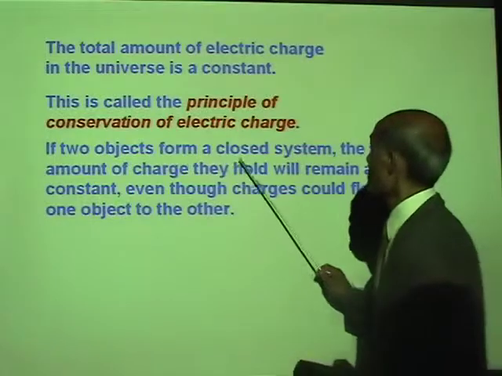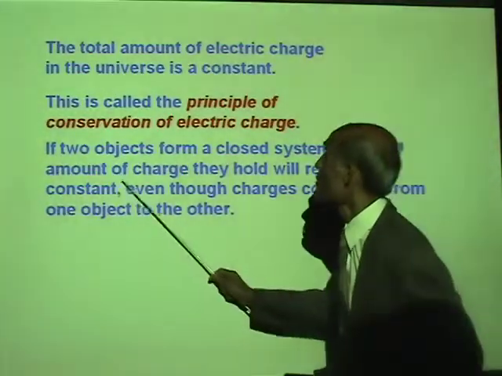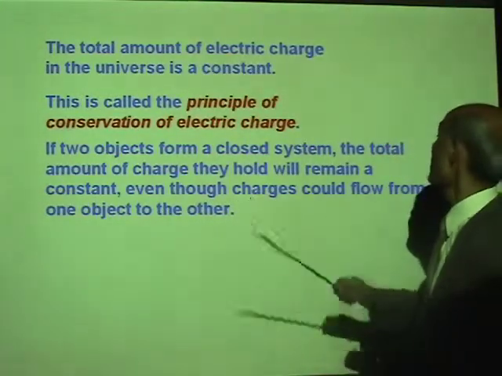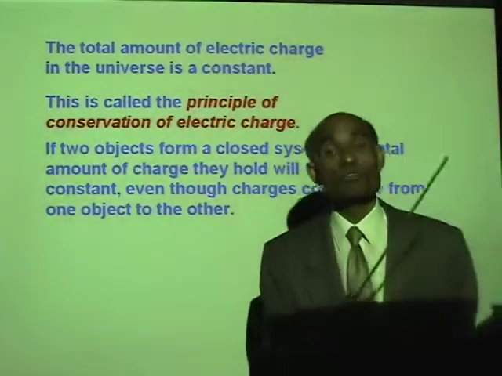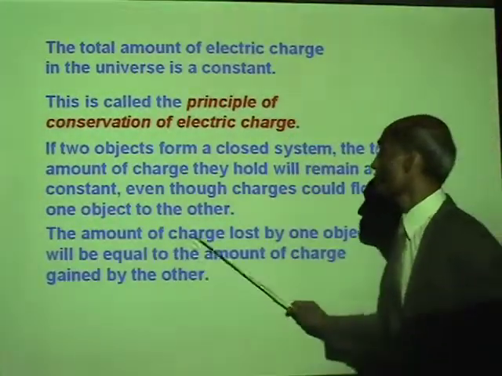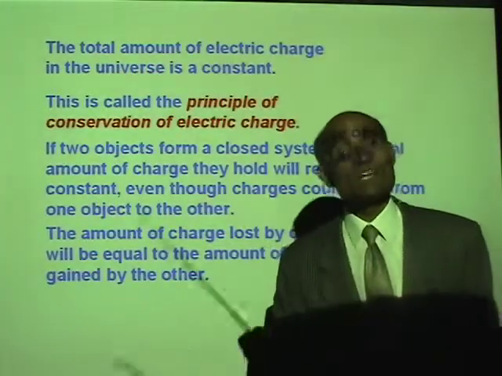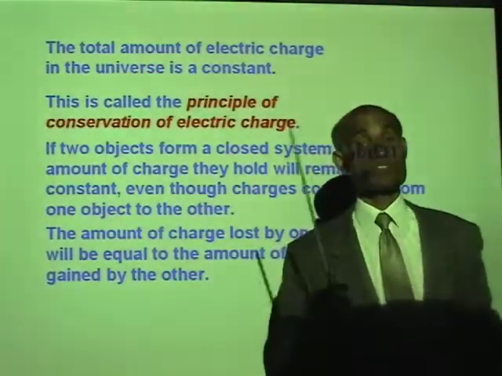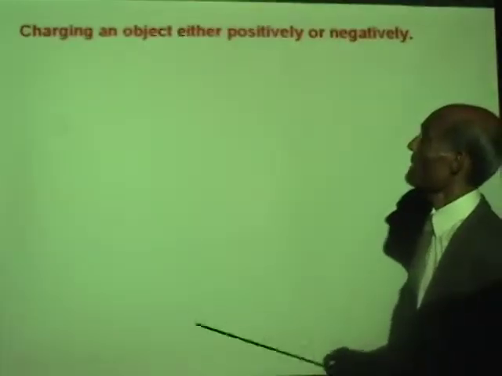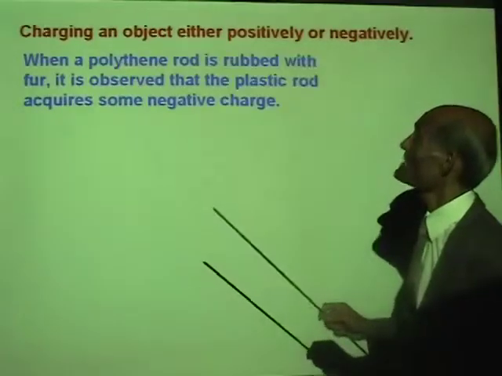If two objects form a closed system, that means the total amount of charge they hold will remain a constant, even though charges could flow from one object to the other. The amount of charge lost by one object will be equal to the amount of charge received by the other object. Alright. Charging an object either positively or negatively.